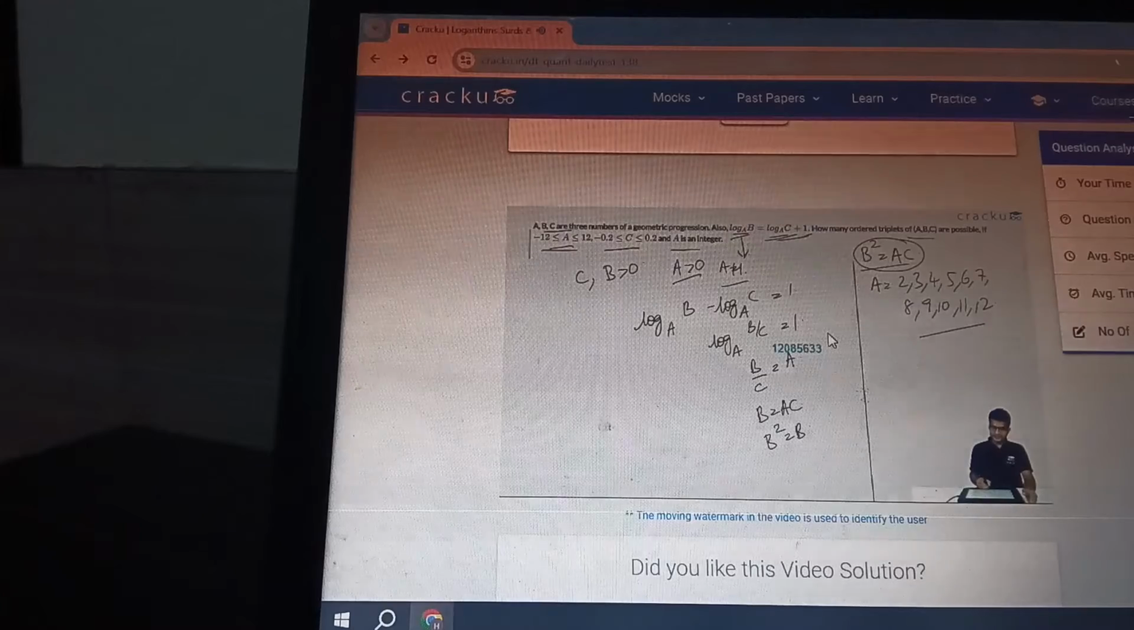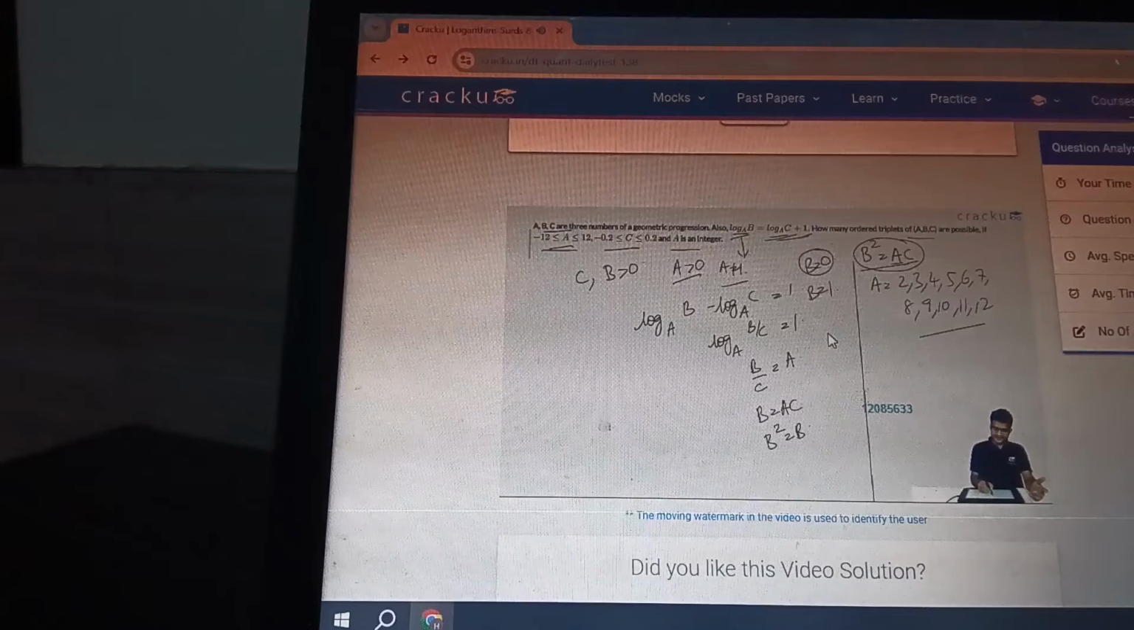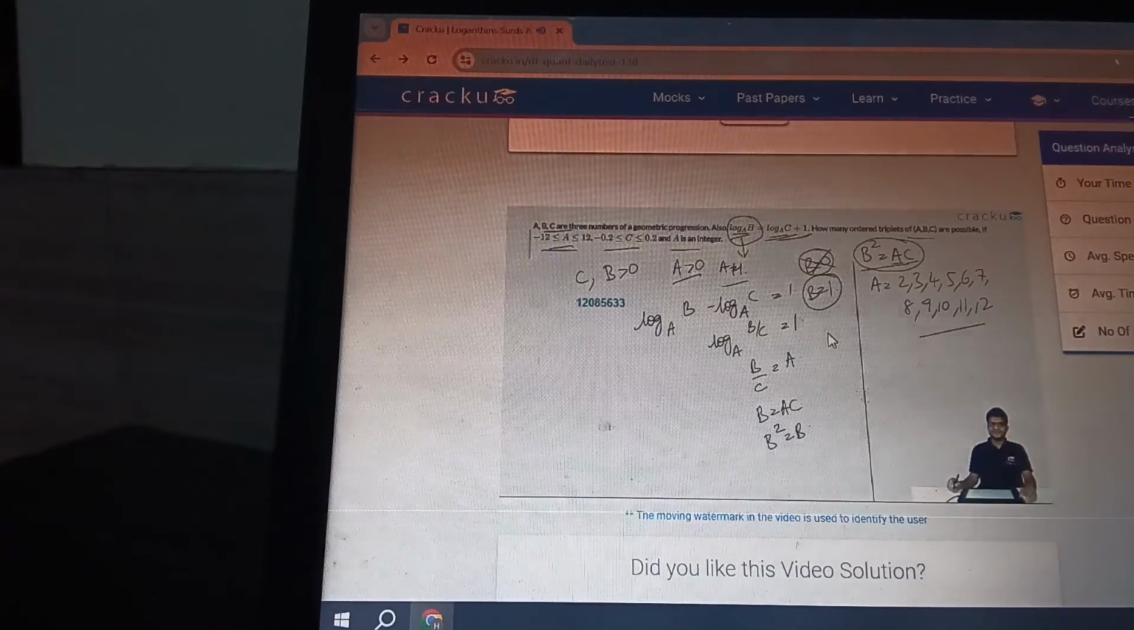B. This would imply that either B is equal to 0 or B is equal to 1. B cannot be equal to 0, because if B is equal to 0, either A has to be 0 or C has to be 0. And in fact, if B is 0, log B to the base A is not defined. So B cannot be equal to 0. This would imply that B has to be necessarily equal to 1.